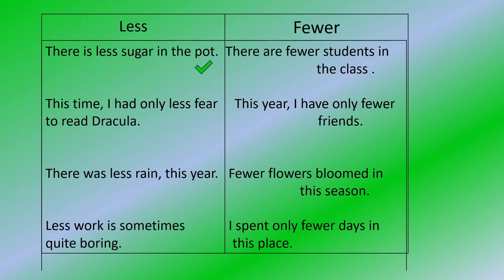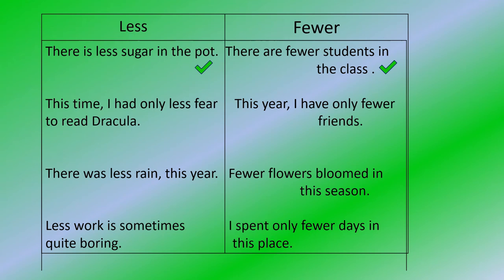And less, the determiner, helped us to have such a comparison. Coming to the second sentence, there are fewer students in the class. Students, countable noun. Fewer is the determiner that helped us to introduce the countable noun students.